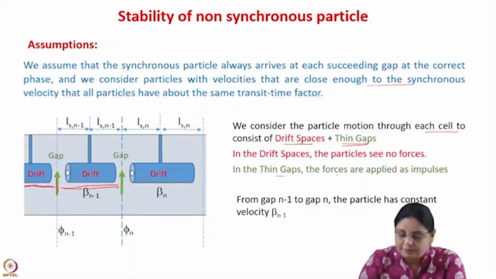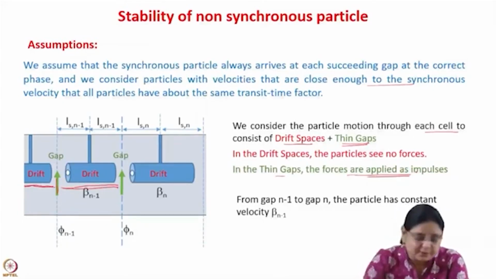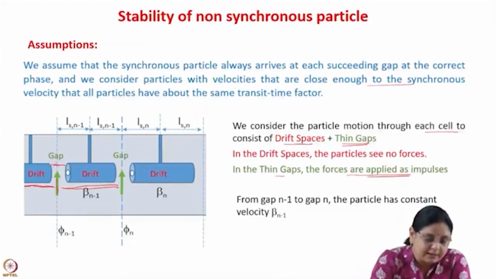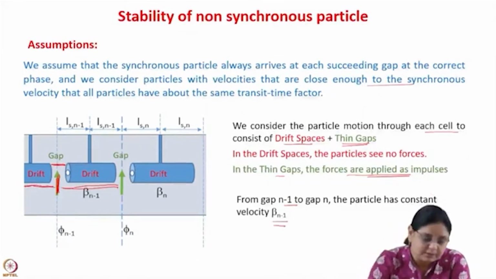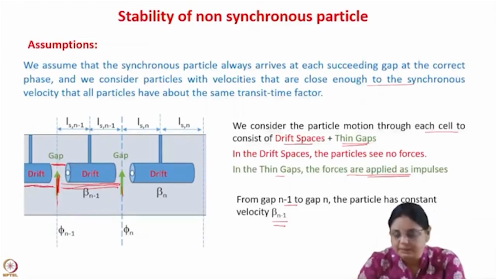In the thin gaps, the forces are applied as impulses. So instead of the force being applied at the entire gap, which has some finite width, we assume that the forces are applied as impulses at the center of the gap. From the n minus 1 gap to the n gap, the particle has constant velocity beta n minus 1. So from here to here, the particle moves with a constant velocity of beta n minus 1.